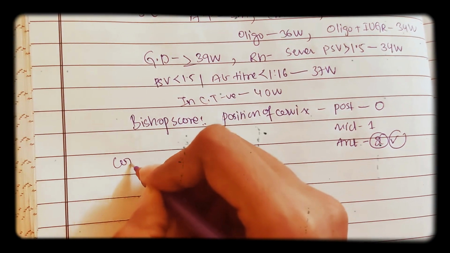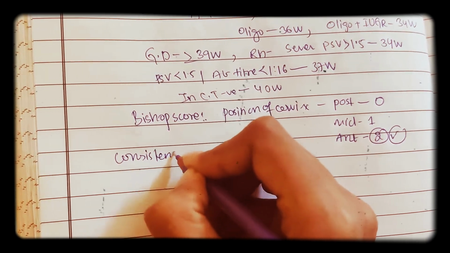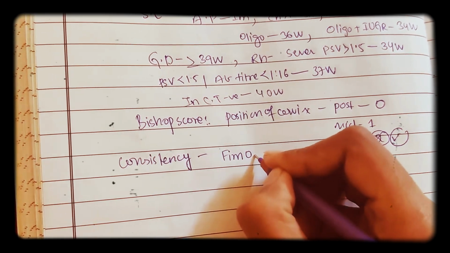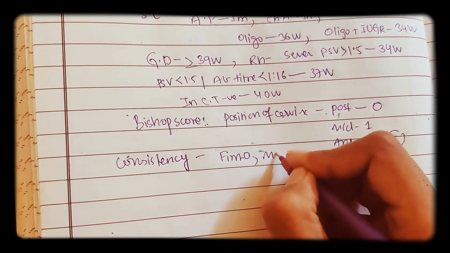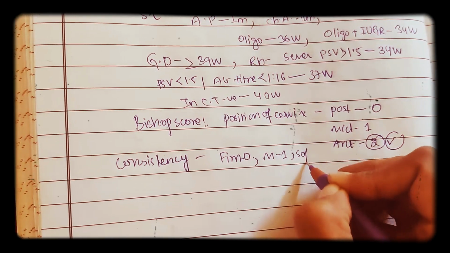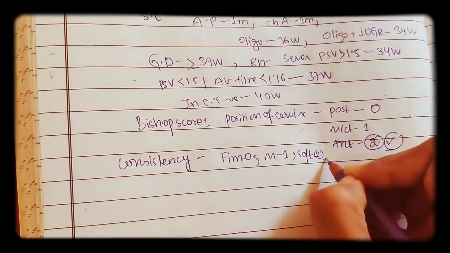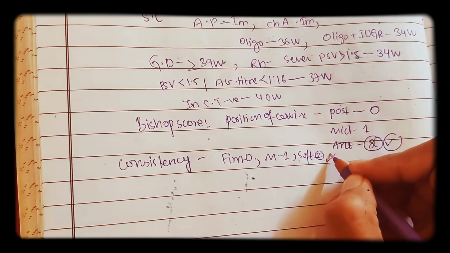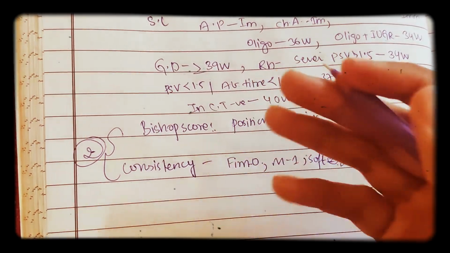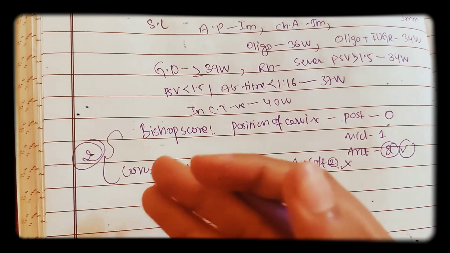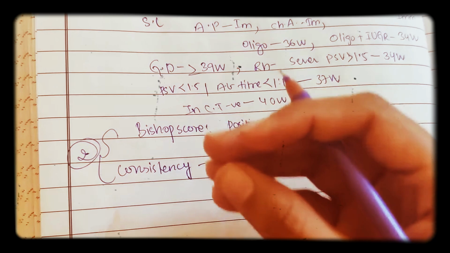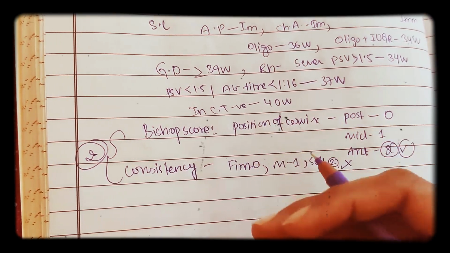Coming to consistency. If the cervix is firm, then the score is 0, meaning it is not ripened. If medium, the score is 1. If soft, it is 2. The cervix should be soft, meaning it has ripened, so 2 is the score. So in the case of consistency and position, the maximum score of the Bishop score is 2. That is, in the case of anterior position you give 2, and in the case of soft consistency of cervix you give 2. This is the highest score. In position of cervix and consistency, the maximum score is 2.